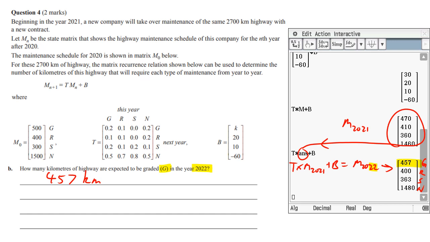It says, students who found K correctly in part A were often able to answer this question correctly. Some wrote the correct matrix for 2022 only and did not extract the single answer 457. Well, that's a bit silly, isn't it? You write the whole matrix 457, 400, 363, 1480, but you forgot they just asked for G. But again, 77% of people got that wrong.